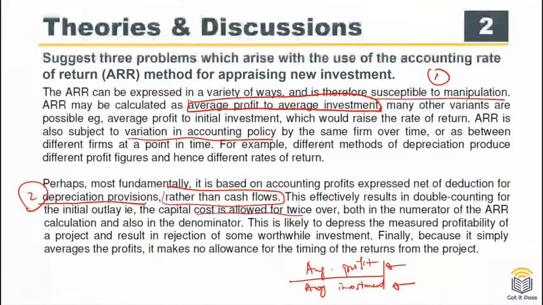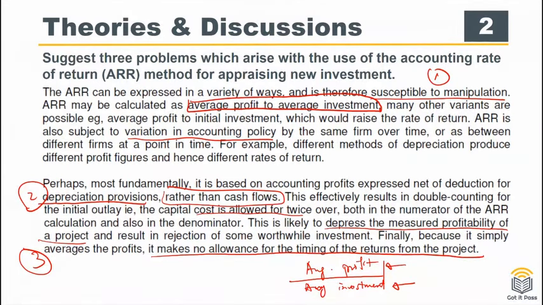The result is that it will depress the measured profitability of a project. So it's too prudent, because you count the capital charges twice. Sometimes you reject a lot of good investments because you double counted. And the third one is that it's not a time value formula, so it makes no allowance for the timing of the returns from the project.